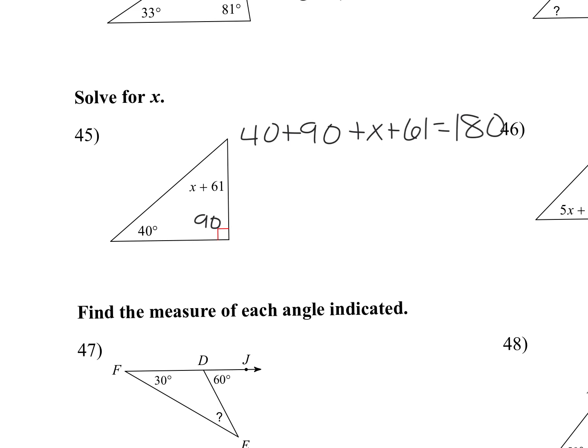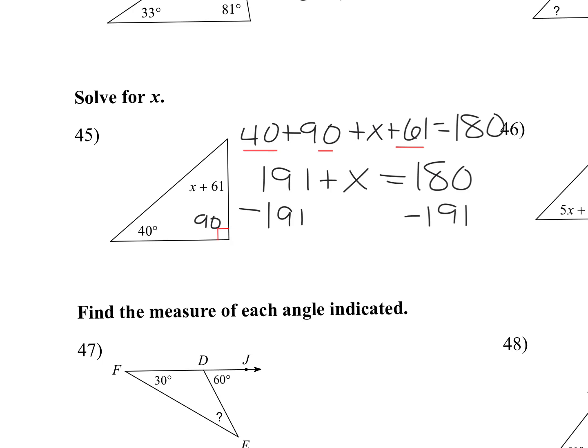Okay, what's my next step here? What do I have to be careful with? What do I want to do next? Combine like terms. I have 40 plus 90 plus 61, which is 191. And then I have x. Subtract 191 on both sides. So we get x equals negative 11. Is it okay to get negative answers for x? Yes.